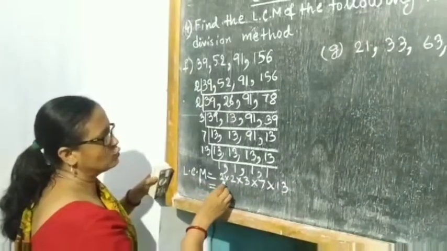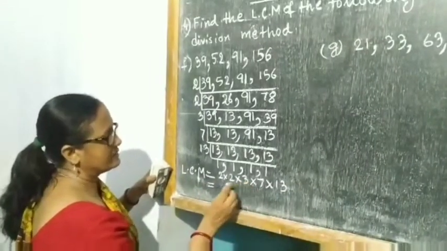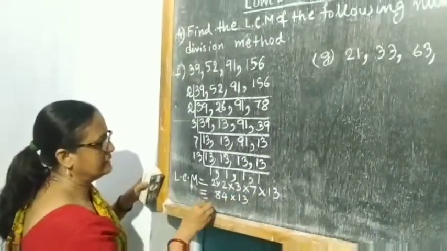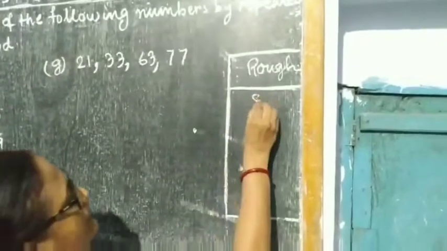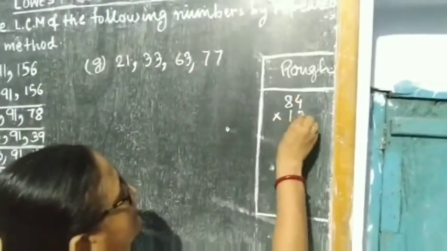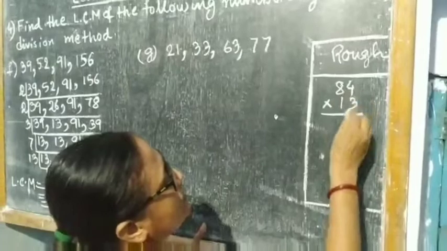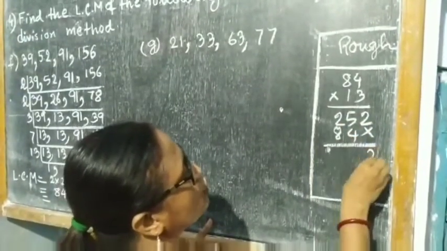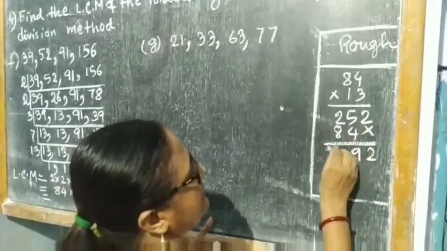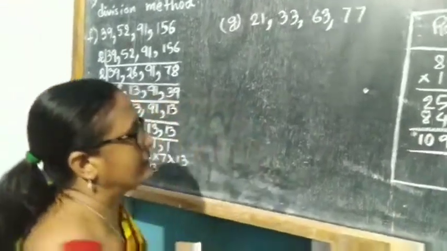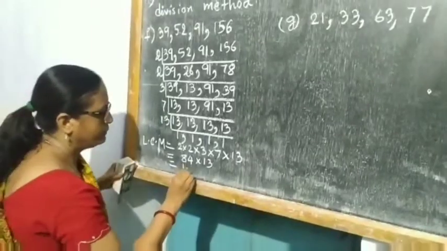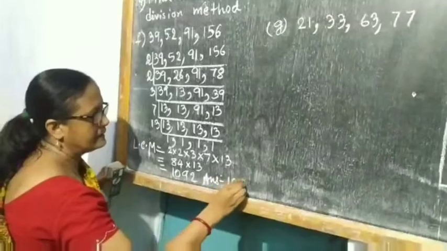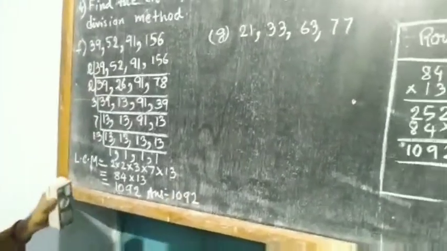So now you multiply: 2 fours are 4, 4 threes are 12, 12 sevens are 84, into 13. Now you multiply it in the rough: 84 into 13. 4 threes are 12, 8 threes are 24, 25, 4 ones are 4, 8 ones are 8. So 1092. So the answer is 1092. Now let's do the next sum.